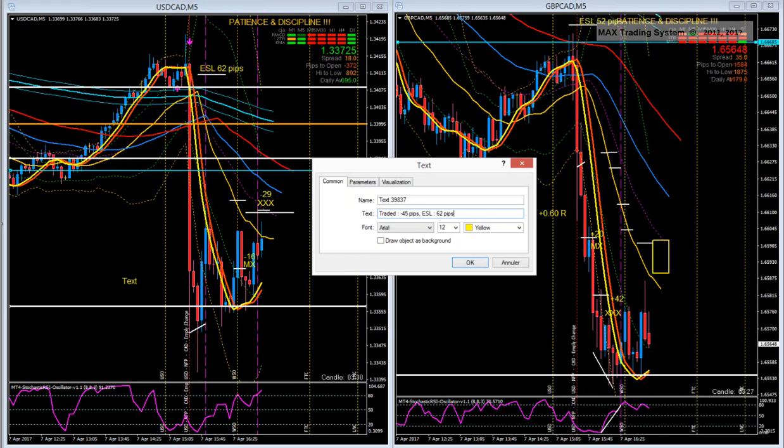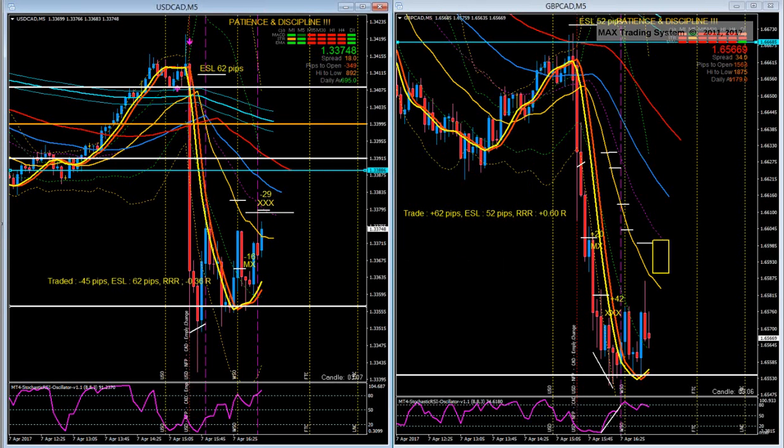62 pips. This means a negative reward to risk ratio, minus 0. And you will see that it will be a small one. So 45 divided by 2 and divided by 62. So minus 0.36 R. Okay, always a small loss with the max when we have a losing trade.